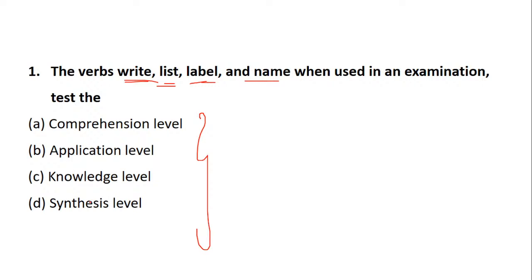So now let me first see. The verbs they are talking about are write, list, label and name. Some students have not even answered. I am waiting so that I get all the answers. So when the verbs such as write, list, label, name are used in the examination, the test will be called the knowledge level test. Knowledge, because it talks about remembrance.